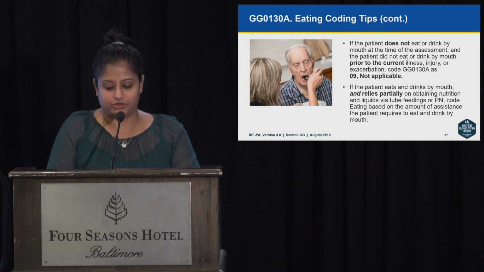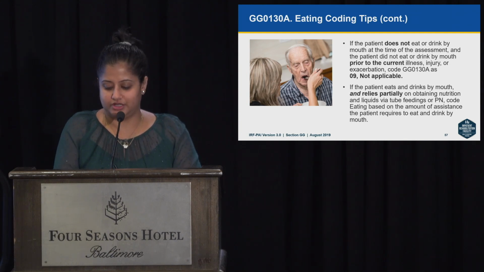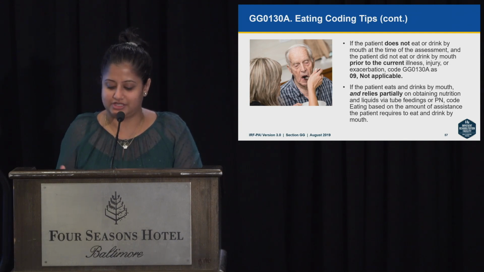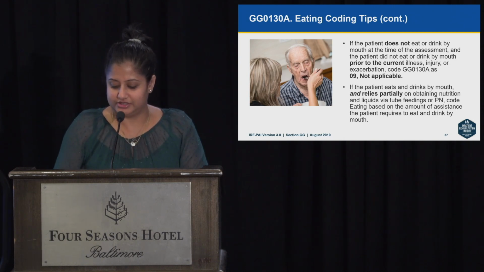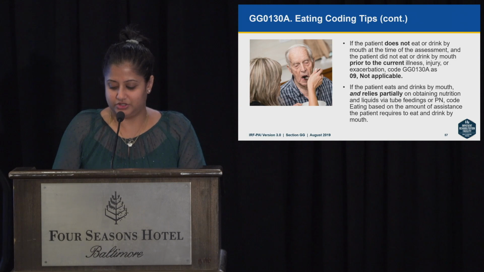So continuing with coding tips for eating, if the patient does not eat or drink by mouth at the time of the assessment, and the patient did not eat or drink by mouth prior to the current illness, injury, or exacerbation, you would code GG0130A as 09, not applicable. And if the patient eats and drinks by mouth and relies partially on obtaining nutrition and liquids via tube feedings or PN, you would code eating based on the type and amount of assistance the patient requires to eat and drink by mouth.